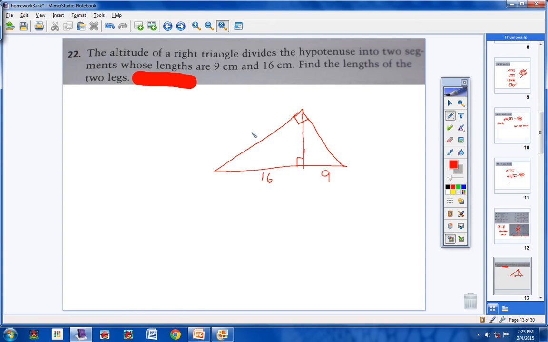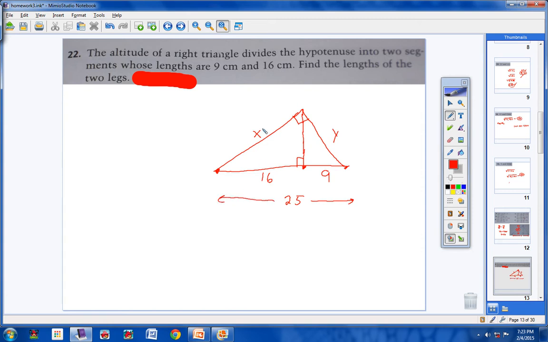We're going to call this leg x. We're going to call this leg y. Now, before we get into this, let me show you something. If this segment from here to here is 16, and if this segment from here to here is 9, then this segment all the way across is going to be 25.